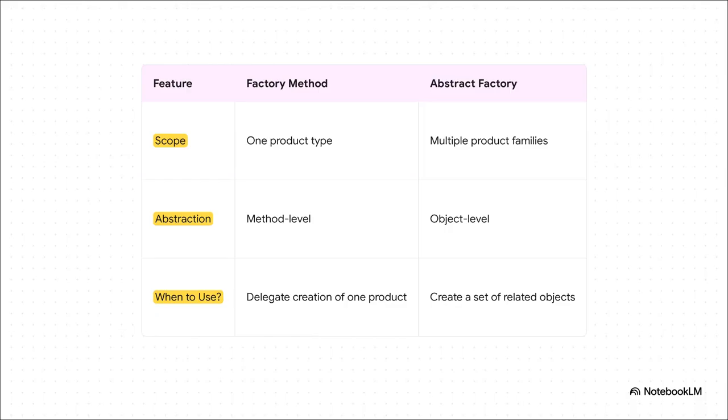So breaking this down really shows you the key differences. Just look at the scope. A factory method is focused on creating one single type of product. But the abstract factory? It's more complex. It's about creating entire families of related products, like, say, a whole UI toolkit for Windows versus a completely different one for a Mac.